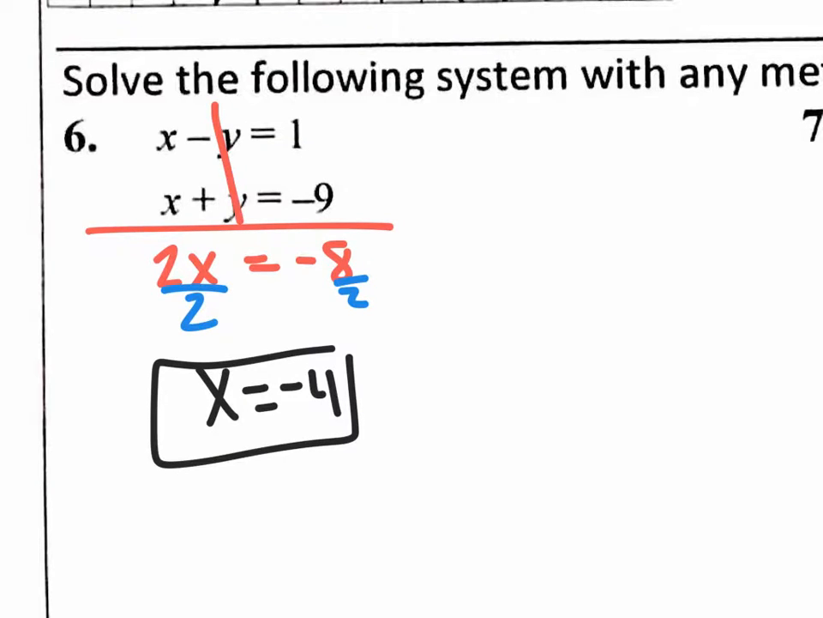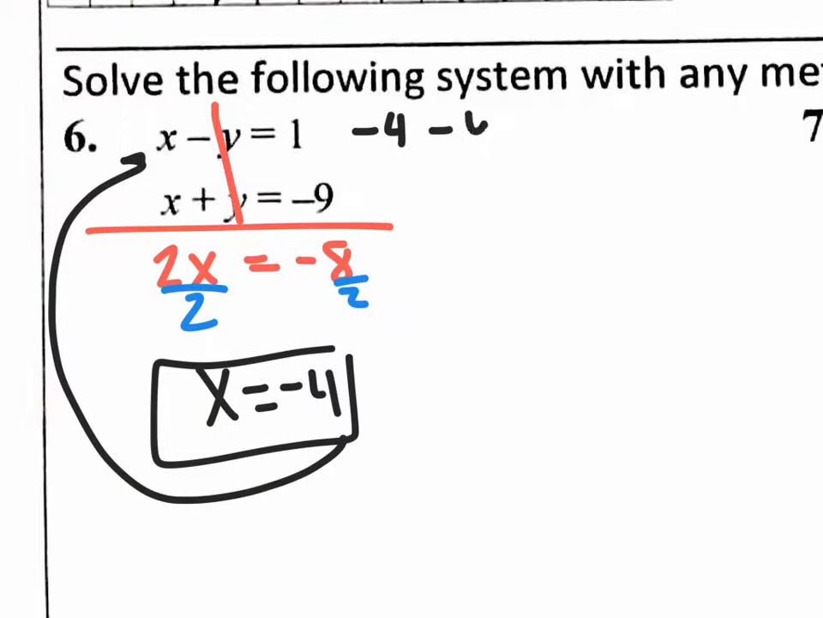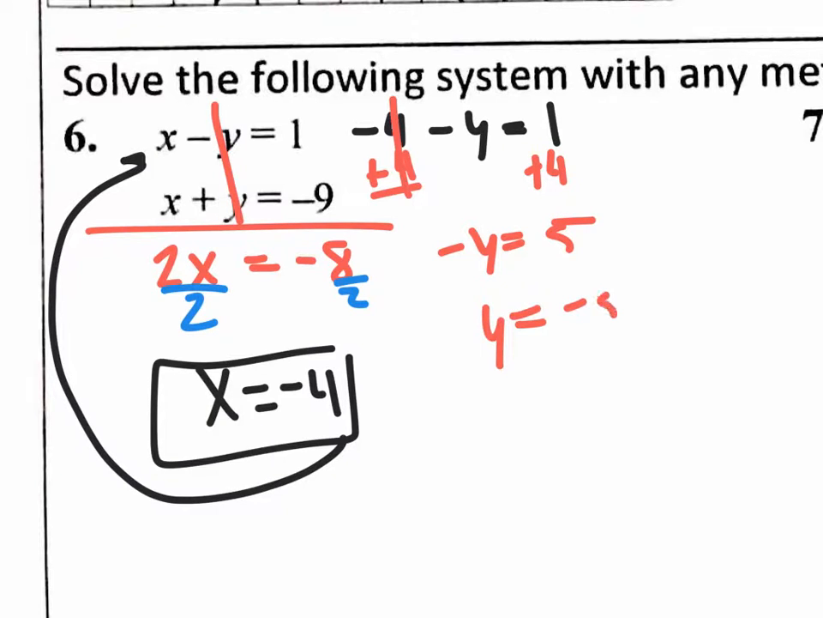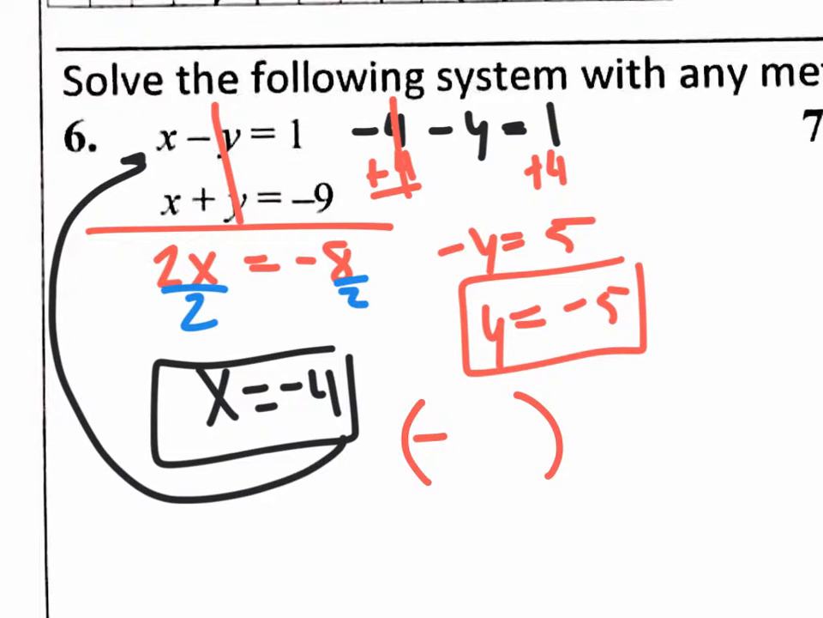Once you have one answer, what do? Plug it in. You can plug it in any one you want. I want to go for the top one, plug in negative 4 right there. It's going to say negative 4 minus y equals 1. And if you solve for y, plus 4, negative y equals 5, which means y equals negative 5. So if you want to write that answer as a coordinate, it should be negative 4, negative 5. Now if you go back and plug in negative 4 for x and negative 5 for y, it'll give you a true statement. That's the way to double check it.